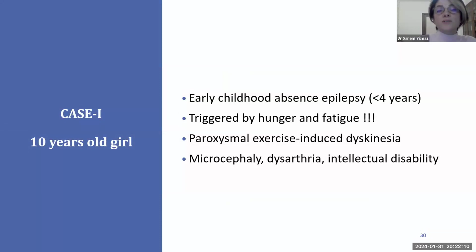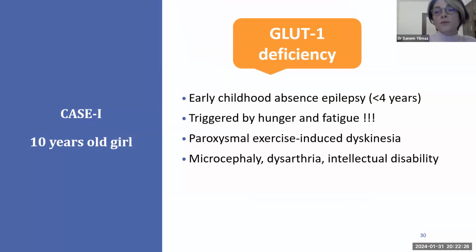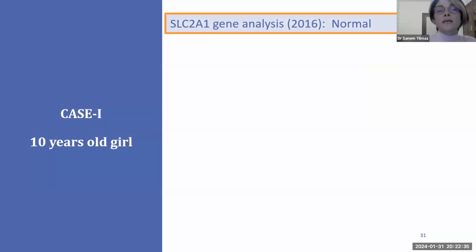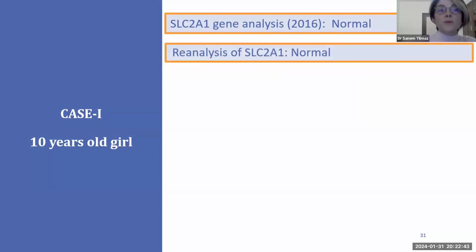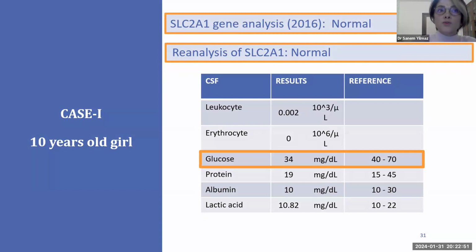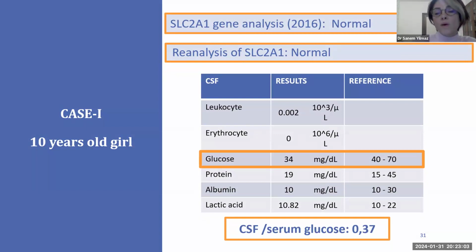If we summarize, the case had early onset childhood absence epilepsy, which was triggered by hunger and fatigue. She also had paroxysmal exercise-induced dyskinesia, microcephaly, dysarthria, and intellectual disability. So we thought about the diagnosis of GLUT1 deficiency and requested a lumbar puncture. But the parents told us that in 2016, a genetic analysis was done for this disorder and came back normal. So we requested the reanalysis of the SLC2A1 gene, and this was normal too. But since the clinical clues were very clear, we decided to perform a lumbar puncture and saw that CSF glucose was 34, and the CSF serum glucose ratio was 0.37, which is compatible with the suspected diagnosis.